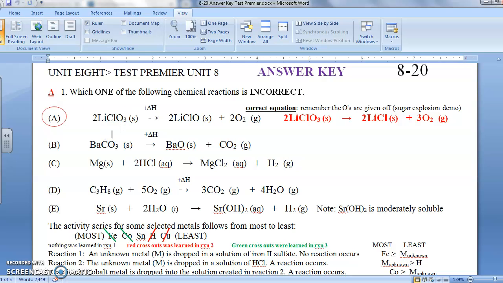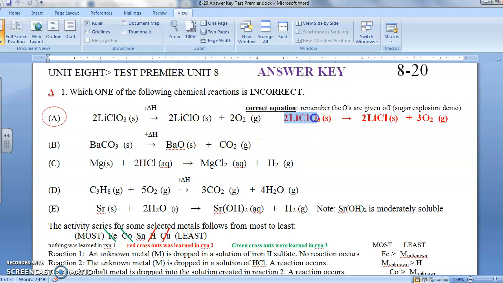When the chlorate ion decomposes, if you remember, the oxygens all break off. The oxygen atoms all break off and form oxygen. None of the oxygens stay back with the original salt. Our salt is LiClO3, that's lithium chlorate. This oxygen should not be there. All the oxygens break off, as we see off here to the right. This is the correct way that this reaction happens.